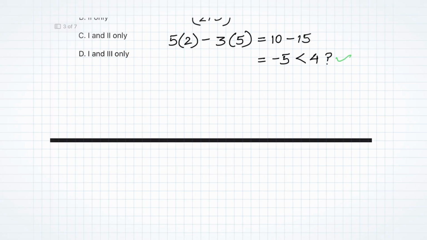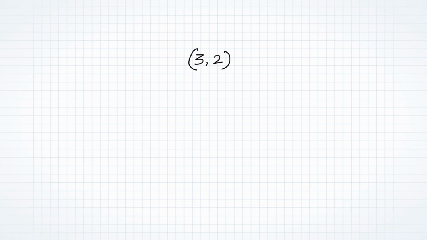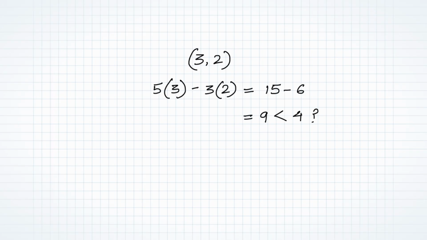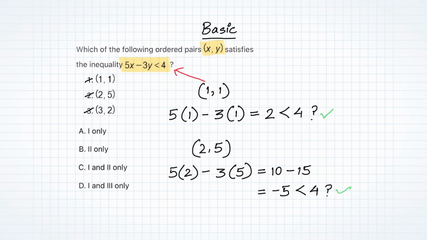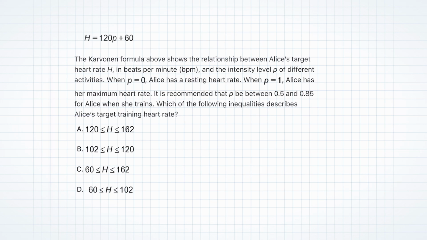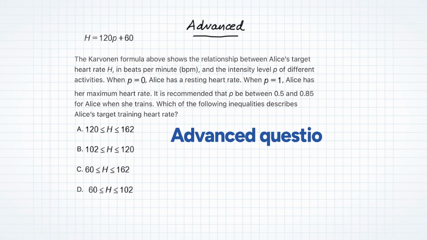Now option 3, (3, 2). 5 times 3 minus 3 times 2 equals 15 minus 6, which is 9. Is 9 less than 4? No, it is not. That one does not work. So the inequality is true for the first and the second ordered pairs. That means the correct answer is 1 and 2 only. This is what we call a basic linear inequality question. Now, let's try a more advanced SAT question.